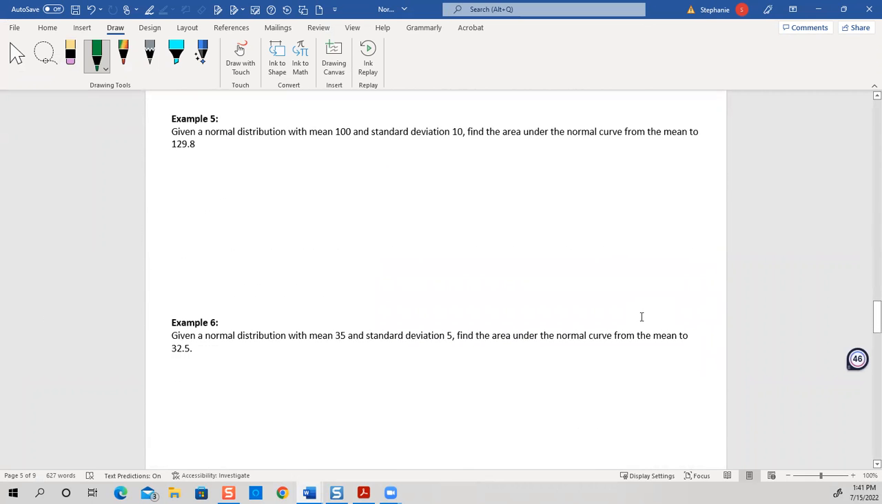Okay, number 5. Given a normal distribution mean 100, standard deviation 10, find the area under the normal curve from the mean to 129.8. So we will end up using the z-table for this, but first we have to figure out what z is in order to do that. We're going to use that formula that we were just using. So we got 100, and note 129.8 is going to be my x value.